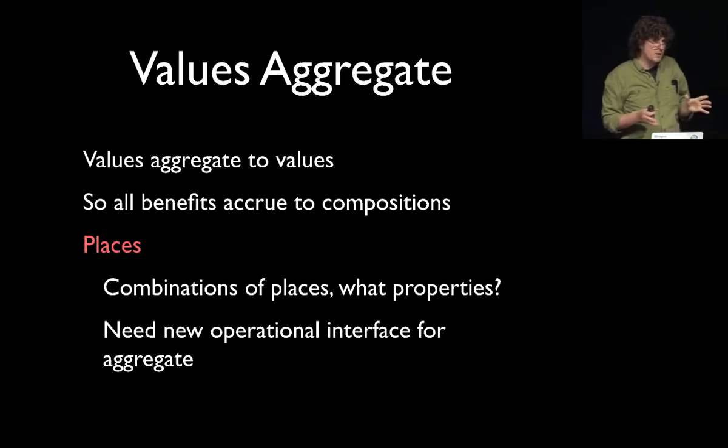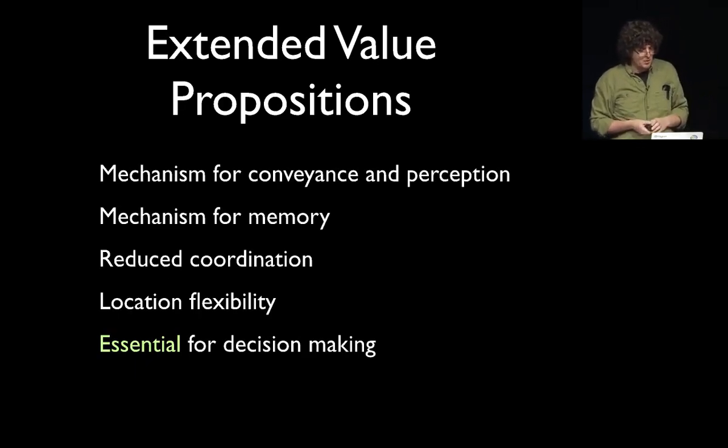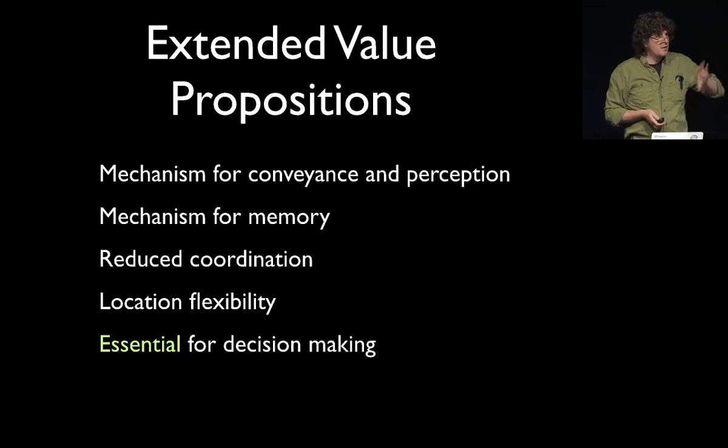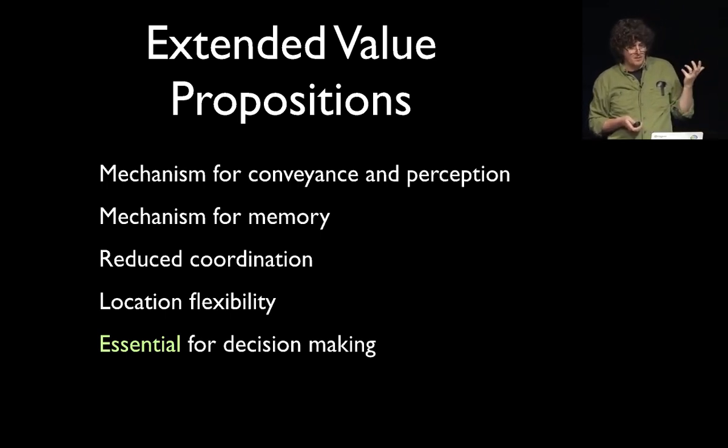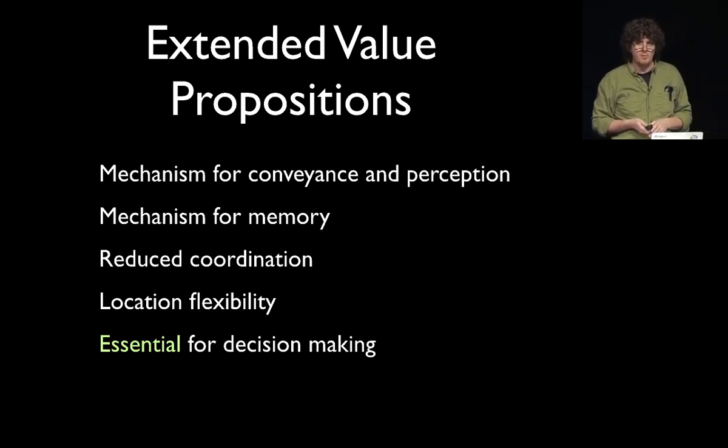So now I'd really like to start broadening the notion of what we're talking about when we're talking about values to outside one process, right? To talk about them in the large and in the small. I'll still mention the others. And talk about a few what I'll call extended value propositions, right? Using values as a mechanism to convey things and to perceive things. Using values as a mechanism for memory. How values will reduce coordination, how they provide location flexibility, and finally, how they're essential to making programs that support decision-making, which is our job in IT.